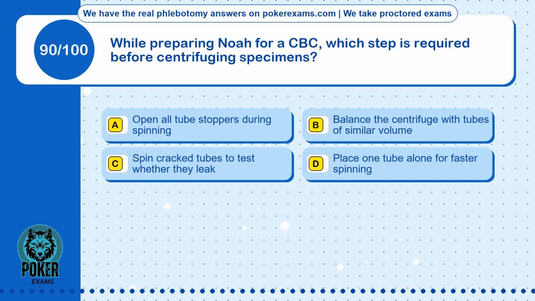Question 90. While preparing for a CBC, which step is required before centrifuging specimens? Option A: open all tube stoppers during spinning. Option B: balance the centrifuge with tubes of similar volume. Option C: spin cracked tubes to test whether they leak. Option D: place one tube alone for faster spinning.